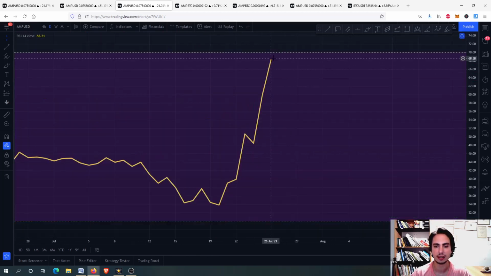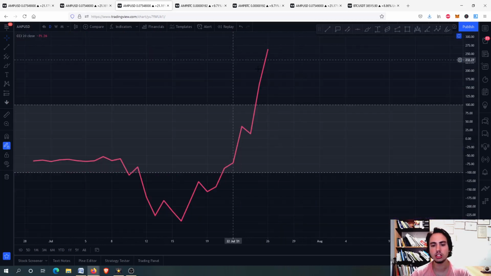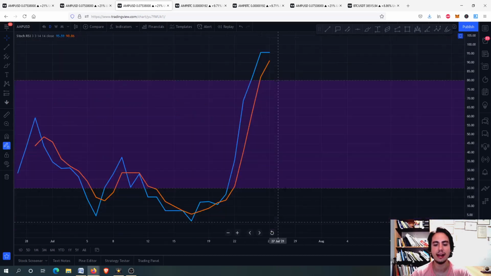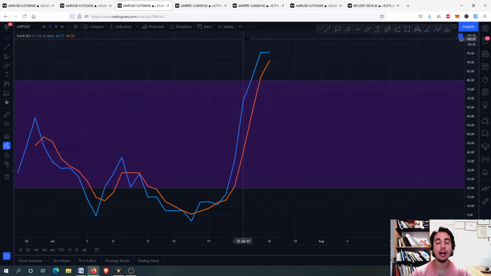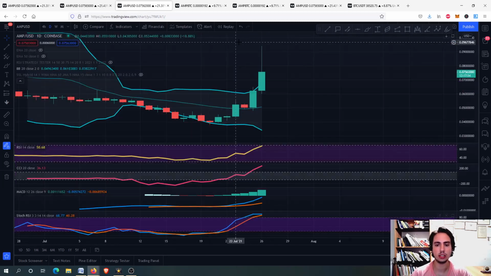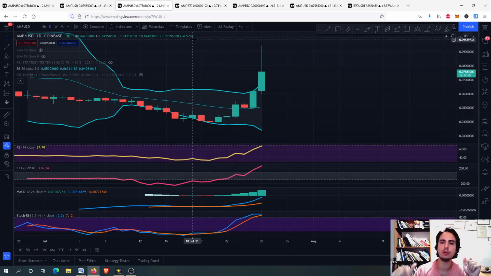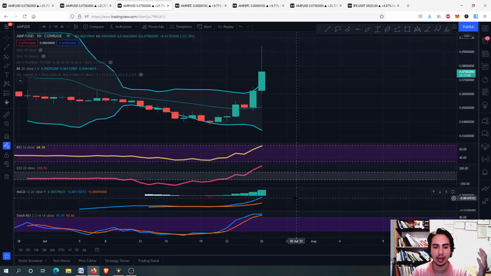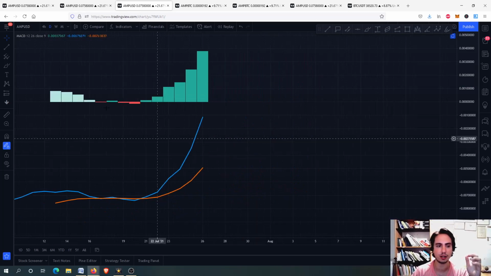You can see that the RSI is near the 70 on the daily, the commodity channel index above 100, and the stochastic RSI is near 100. That means we have a clear overbought situation, guys, and we should be a little bit careful. If you have some profits, better to book them now instead of waiting. And the MACD looks very cool.